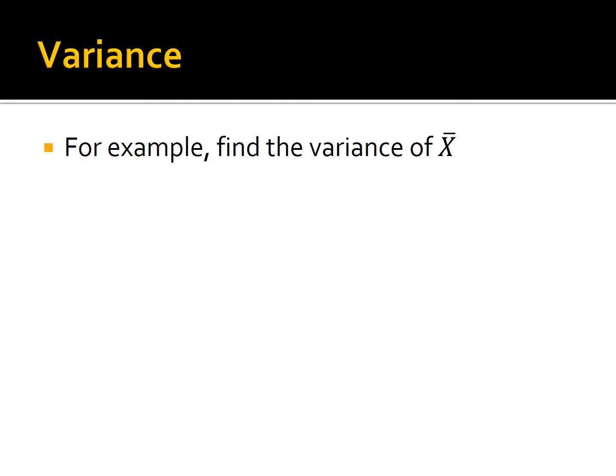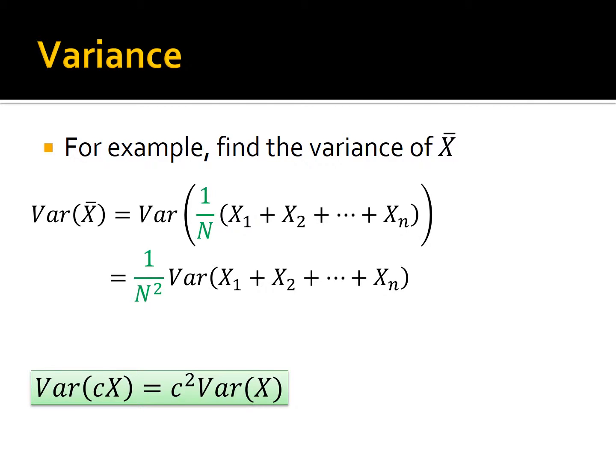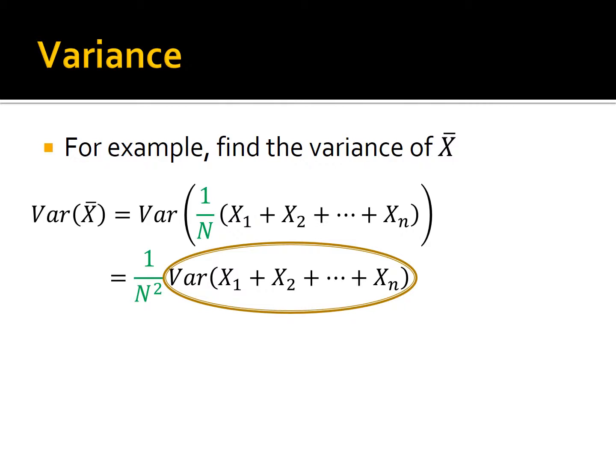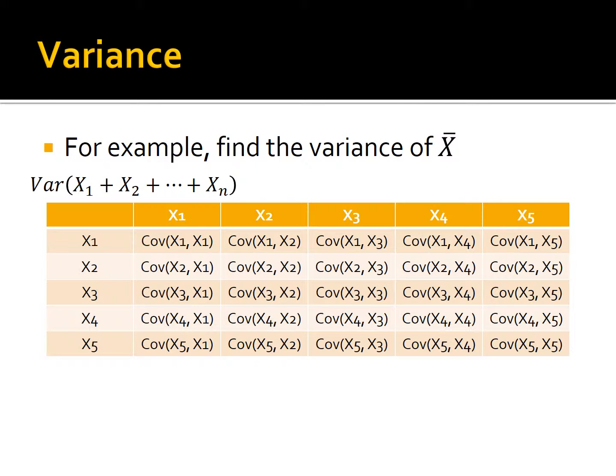For example, I would like to derive the variance of x bar. So the variance of x bar equals the variance of 1 over n times the sum of the x. Then we can isolate the 1 over n out of the variance term. We need to square that because of this knowledge. Then we need to find the variance of the sum. So for example, if I have 5 elements inside that, I need to put x1 to x5 in the rows and x1 to x5 in the columns.